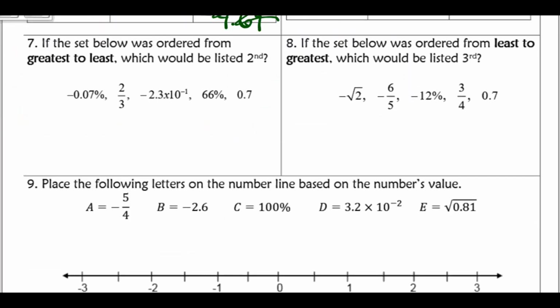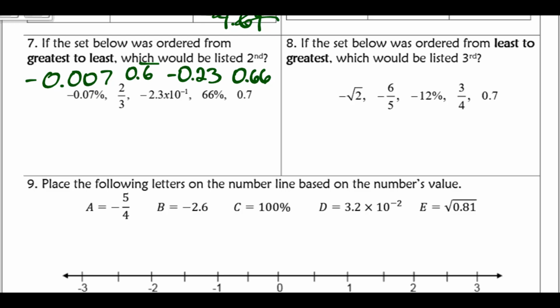All right, a number set. We're going to order these from least to greatest, greatest to least. If the set below is ordered from greatest to least, which would be second? So we're going to order them from greatest to least first. I'm going to change everything into a decimal as my first step. The last one's already decimal, so I don't have to change that at all, but I changed the first 4 into decimals. And now I'm going to stack them on top of each other, just so I can compare them easily. Maybe I don't actually need to do all of that work, though.